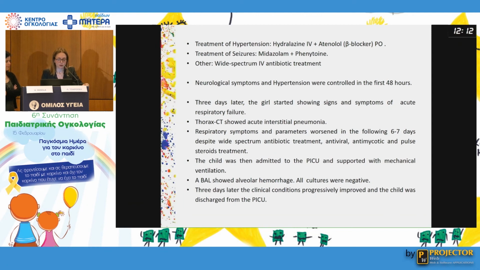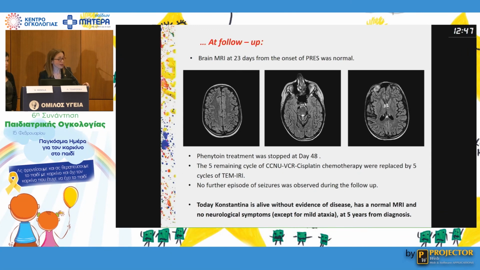ARDS, and respiratory symptoms and parameters worsened in the following 6-7 days, despite the wide-spectrum antibiotic, antiviral, antimycotic, and pulse steroid treatment. So the child was admitted to the pediatric intensive care unit and supported with mechanical ventilation. A BAL showed alveolar hemorrhage, and all the cultures were negative. Fortunately, in the following days, the clinical condition progressively improved, and the child was discharged from the intensive care unit.